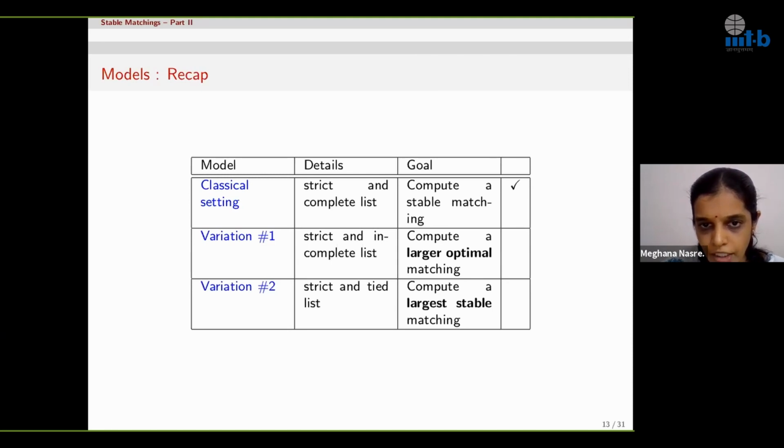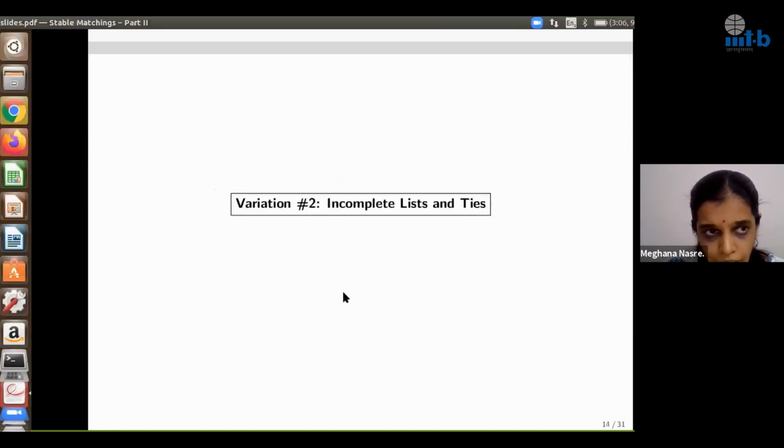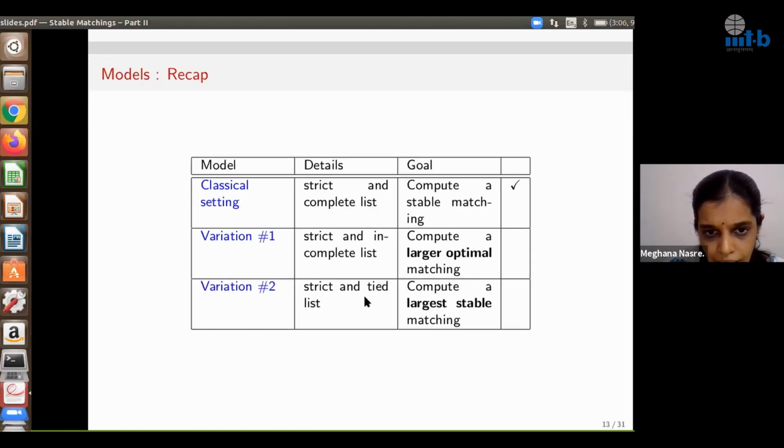Then we described variation 1, where strict lists and incomplete lists are there. We saw that in that setting, all stable matchings, we did not see a proof, but we said that all stable matchings have the same size. And therefore, the goal is to ask, is there a matching which is of larger size and is optimal? And in variation 2, we have strict lists. Sorry, I should not say strict. This is a typo here. It should be incomplete lists and ties, because strict and ties is a contradiction. So incomplete lists and ties, and we want to compute the largest stable matching.